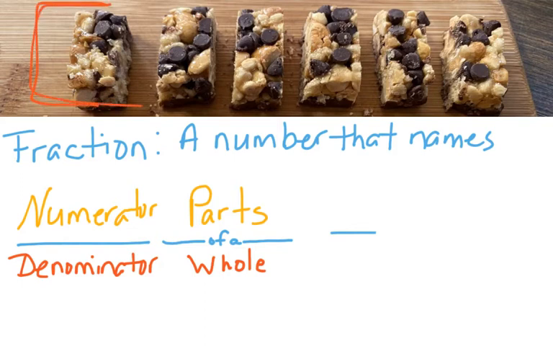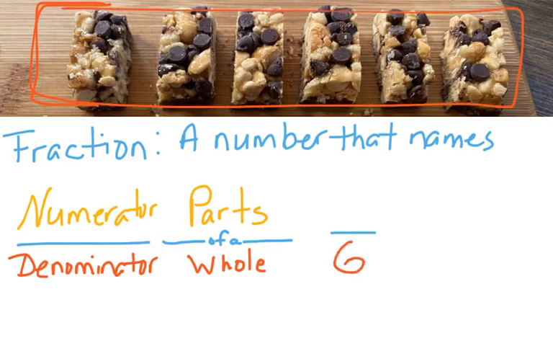This is a whole granola bar. We divided it into 6 pieces. So the bottom is the whole amount. The top is the parts. What we see here are 6 parts. So if you had been the person that had chosen 1/6, you would have gotten 1 out of the 6 pieces. This is the whole amount. This is the part that you would have gotten.